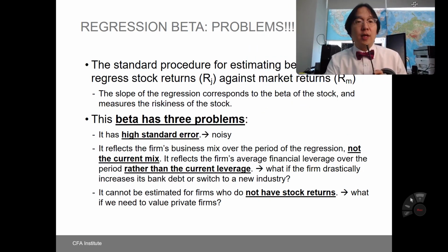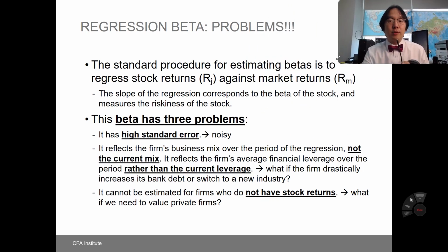Regression beta. There's always a problem, right? The standard procedure for estimating beta is to regress stock returns against market returns. The slope of the regression corresponds to the beta of the stock, which measures the riskiness of the stock. This beta has three problems. One, it has high standard error. It is noisy, right? And it reflects the firm's business mix over the period of the regression, not the current mix.